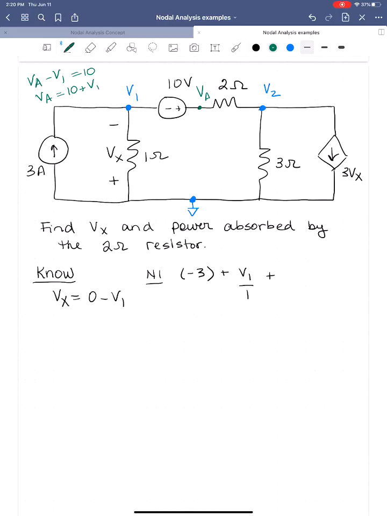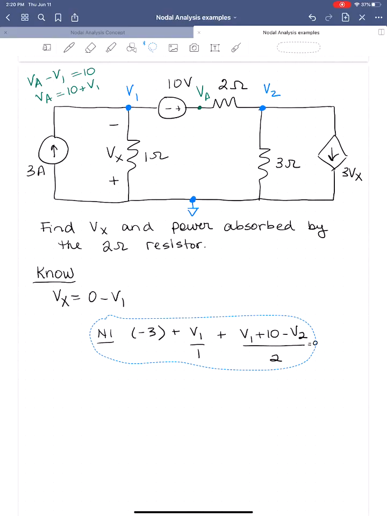So just basic circuit stuff. VA minus V1 is 10. VA is equal to V1 plus 10. So now when we look at the current flowing in this direction, the voltage drop is going to be VA minus V2. So this is going to be V1 plus 10 minus V2 over 2. And this is going to sum to 0. And once again, I misjudged the amount of space I would need. Let's just put this down there.